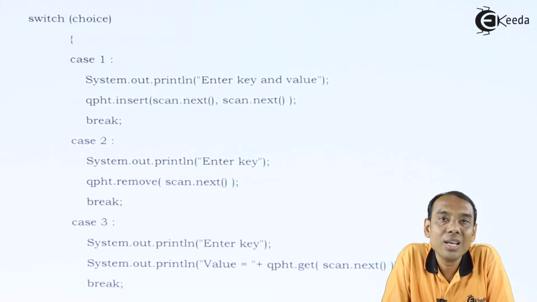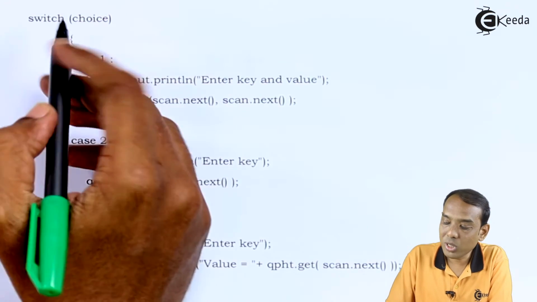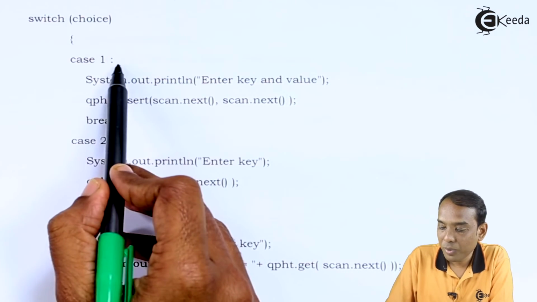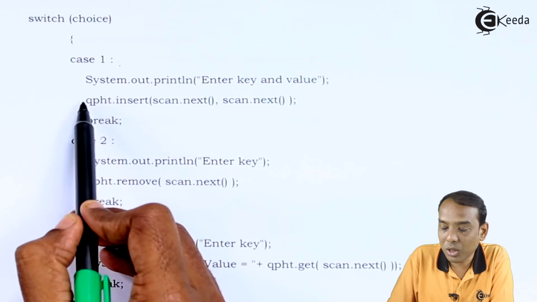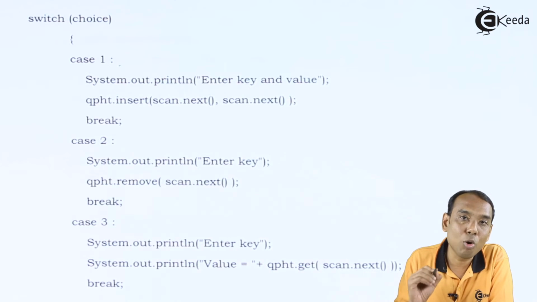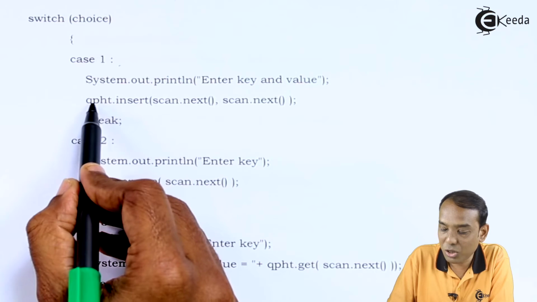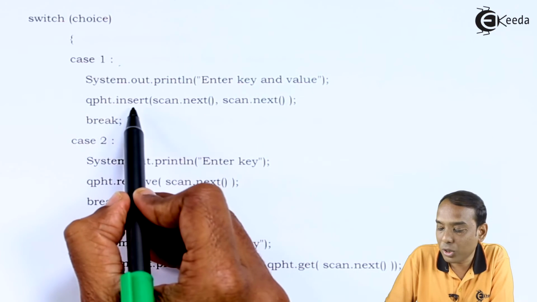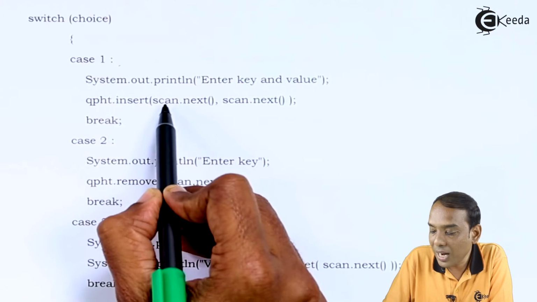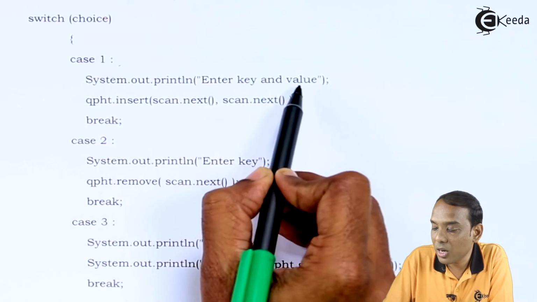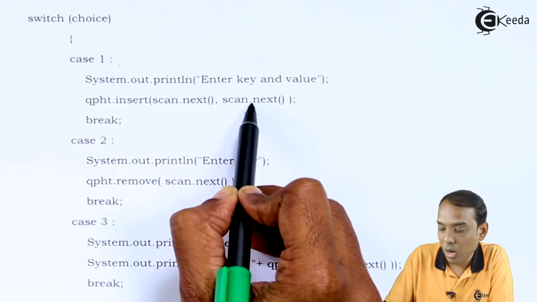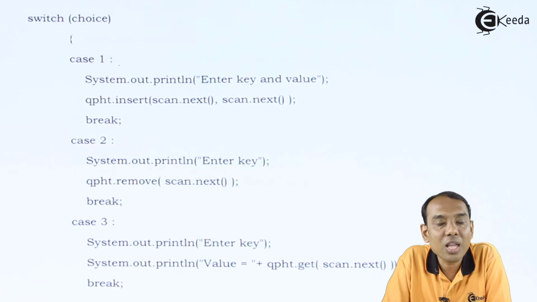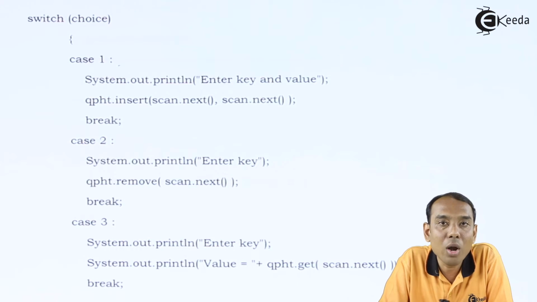For this, I am going to use the switch concept. We have switch choice, case number 1. Enter key and value. This key and value is taken from the user. So we have the object of the class quadratic probing hash table, which is QPHT. Based on this object, I'm going to call the function called insert with the parameter scan.next. This is your key and its corresponding value. So we have QPHT.insert key and its corresponding value. Like this, we are going to insert the value into the given hash table with choice number 1 of insertion.